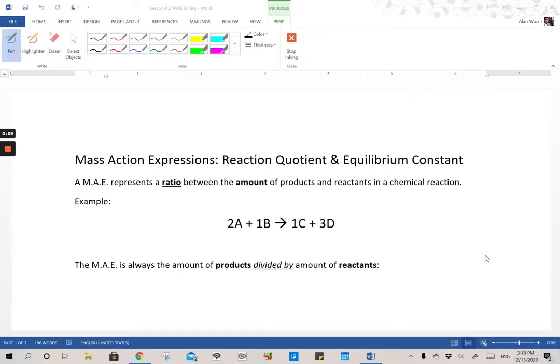In today's lesson, you're going to learn about mass action expressions. Now, there are a couple of types of mass action expressions. One of them is called a reaction quotient, and the other one's called an equilibrium constant. We'll look at both of them briefly today, but we'll focus more on the equilibrium aspect of it.